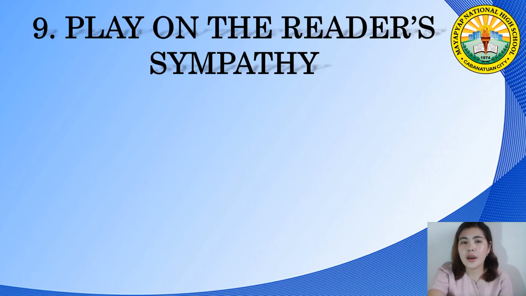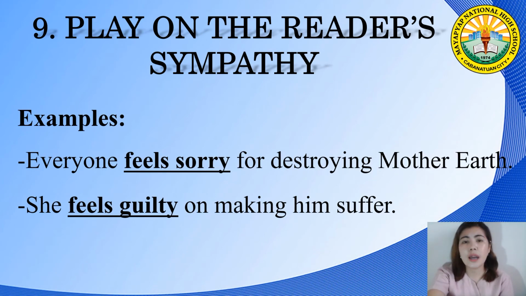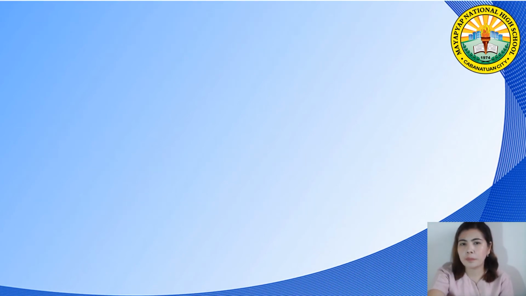Next is play on the reader's sympathy. This emphasis marker makes audience or readers feel sorry for someone or something. The highlighted words in the examples make the readers feel the emotion of the writer.